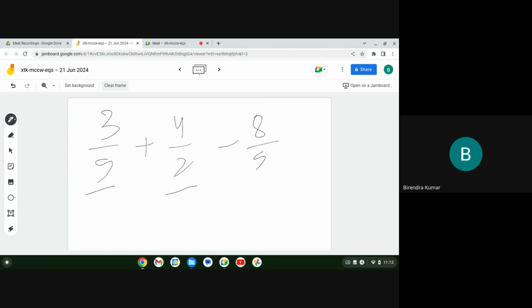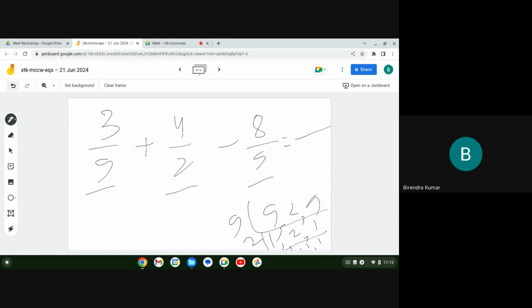I will look at 3 fractions to be added. The first thing is to find out the LCM of all the denominators, 9, 2, and 9. Here 9 is common. 9 1s are 9, 2 remains 2, 9 1s are 9. Then 2 1s are 2, 1. So my LCM is 18.